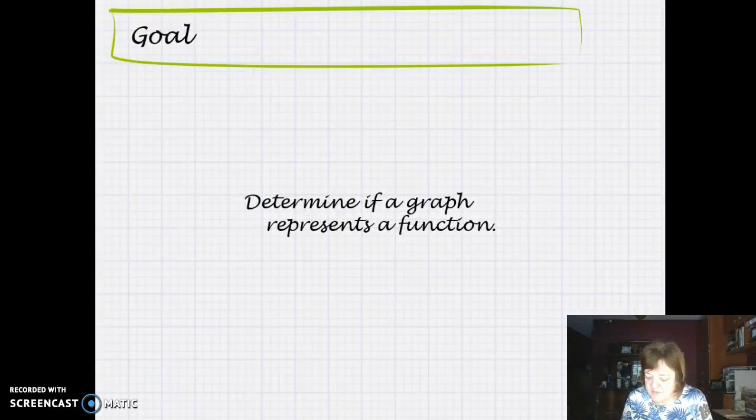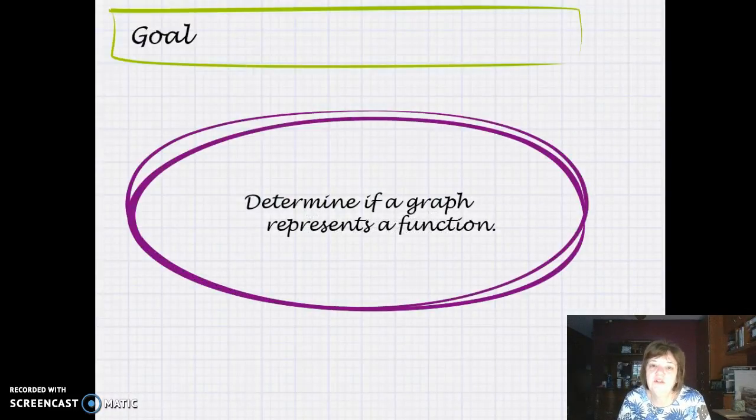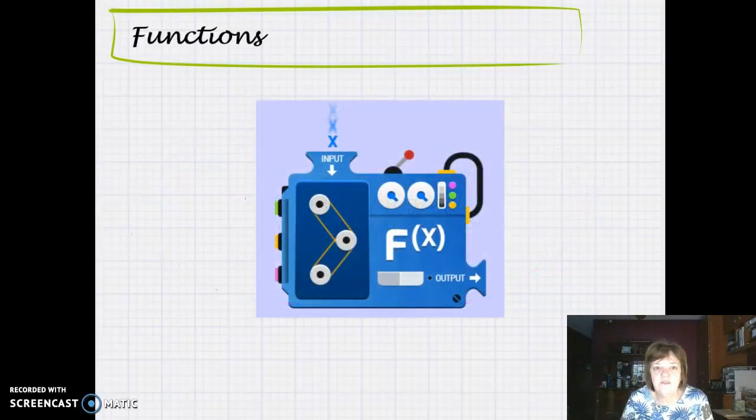So, today we are going to learn about graphs that represent functions, and we're going to figure out which graphs do represent functions and which ones don't. We have a very simple test that is really easy to use. So let's take a look. First of all, what is a function?